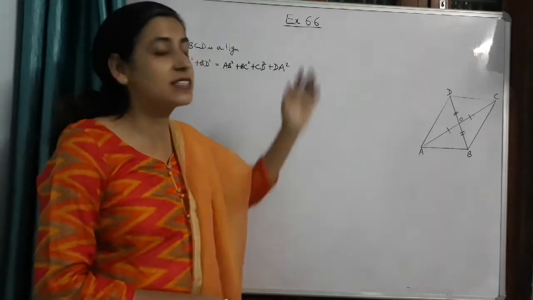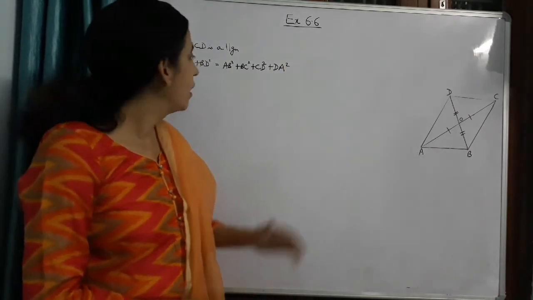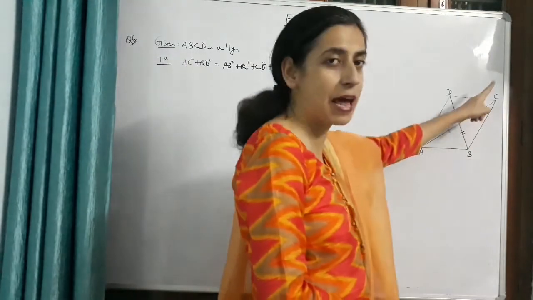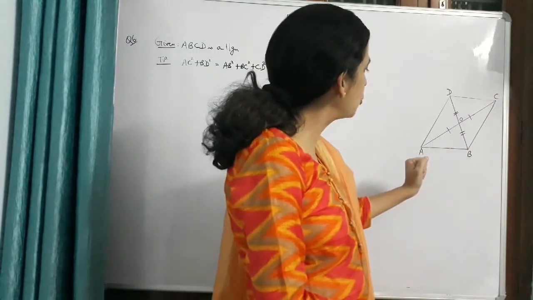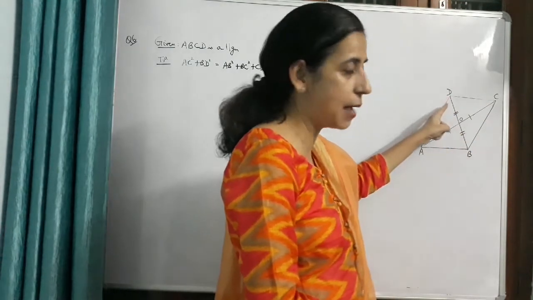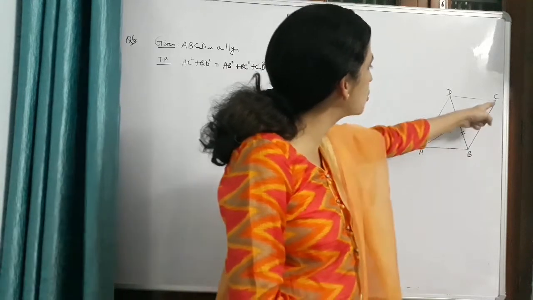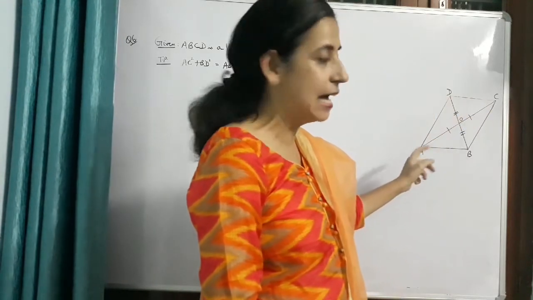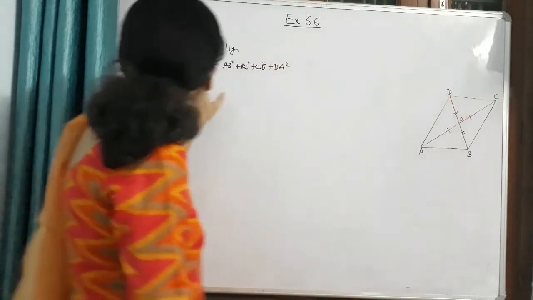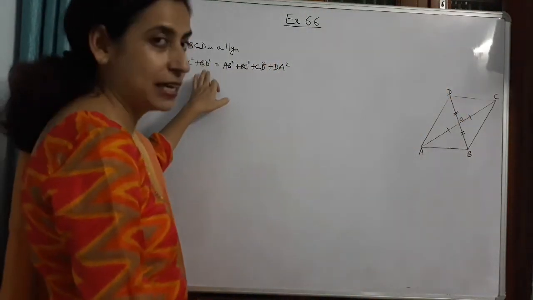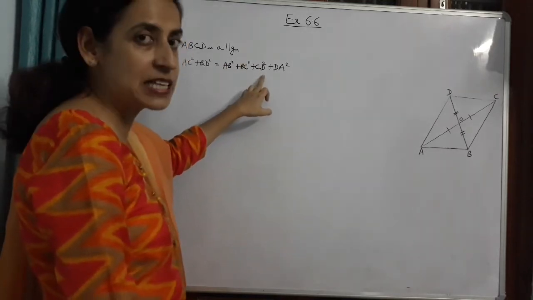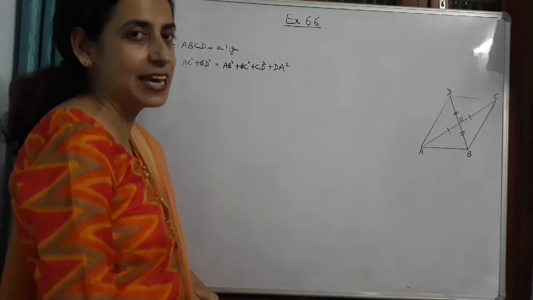Continue with exercise 6.6. In this question it is given to us that ABCD is a parallelogram and we have to prove that the sum of squares of the diagonals of a parallelogram is equal to the sum of squares of all the sides. That is, AC is the diagonal and BD is the diagonal. So we have to prove that AC square plus BD square is equal to AB square plus BC square plus CD square plus DA square.